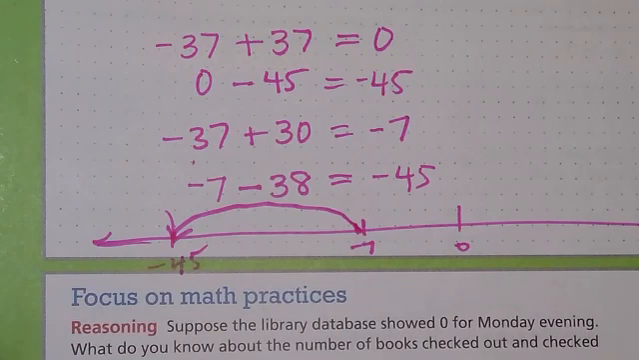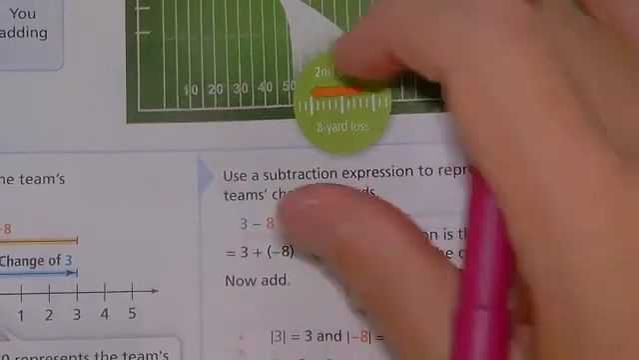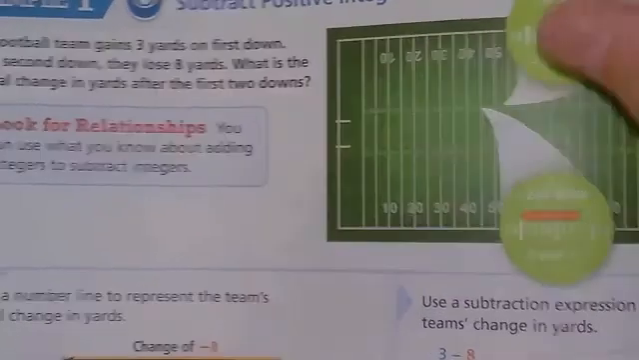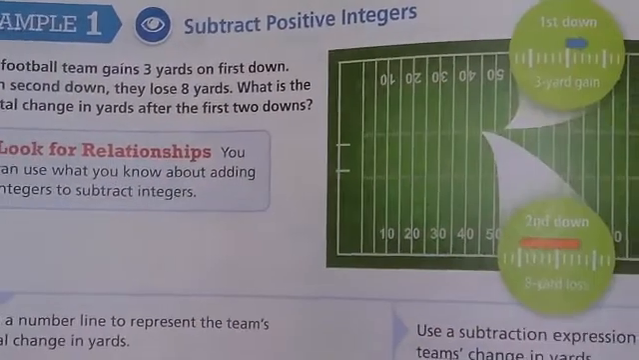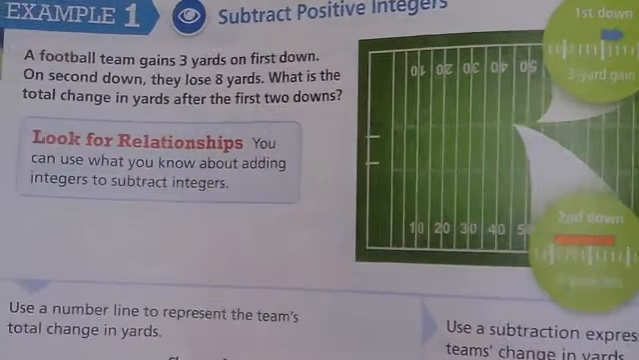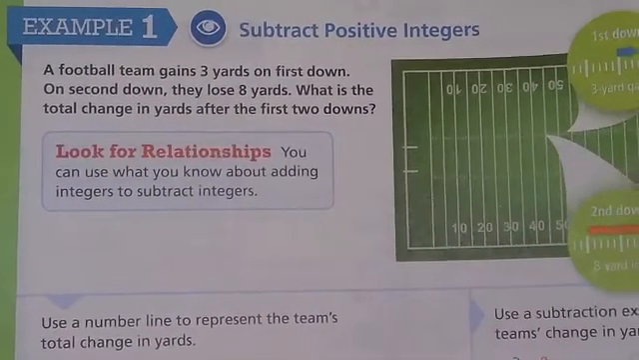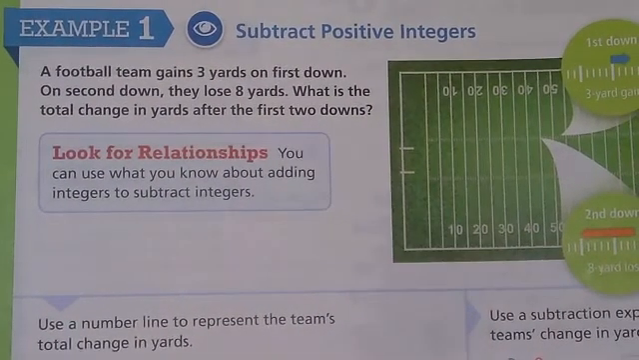Okay, let's go ahead and take a look at the next page. And just a reminder, 7th graders, you should be doing this with me as we go through this. So now we're going to look in this first example about subtracting positive integers. And football is kind of a classic example of what we do when we subtract positive integers.